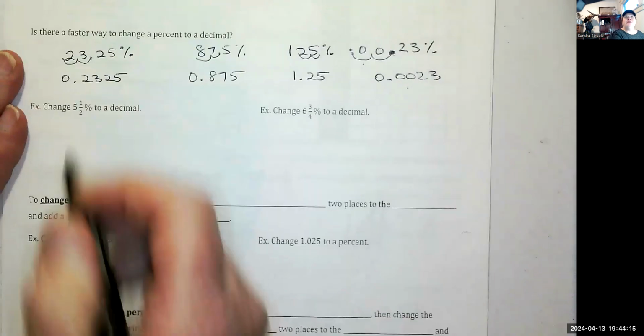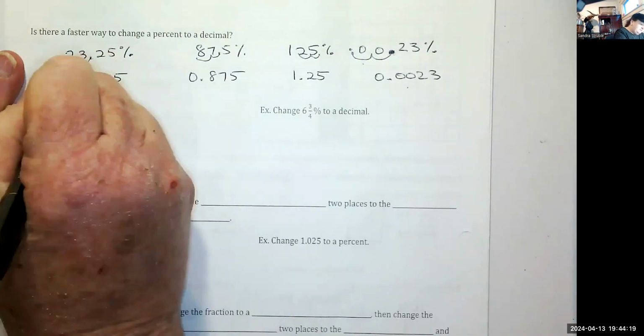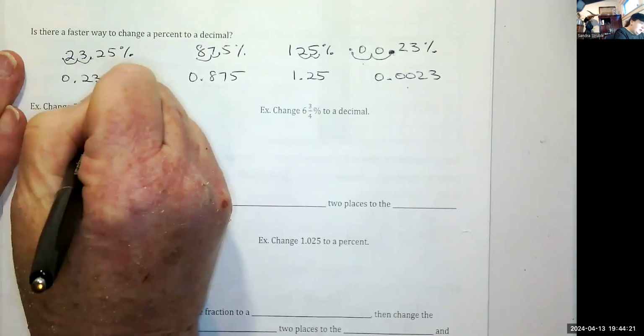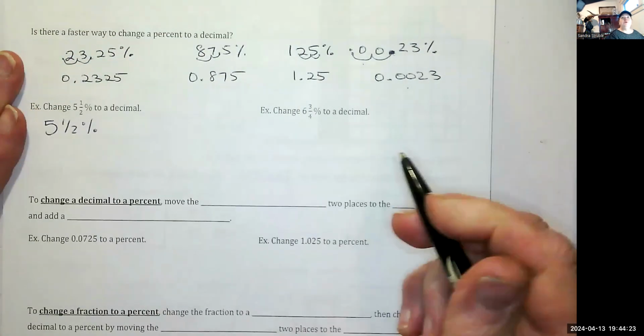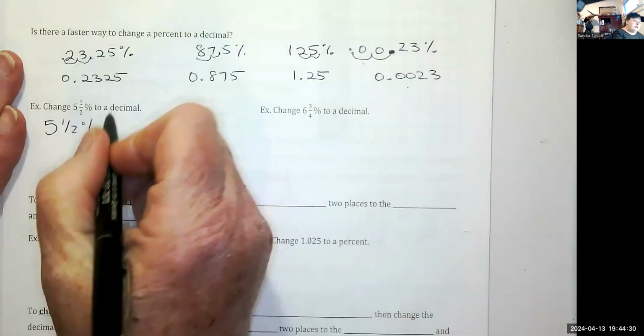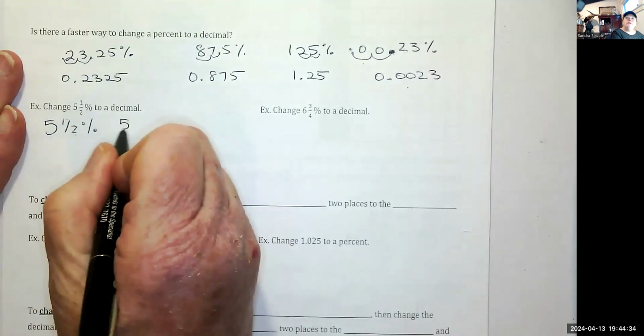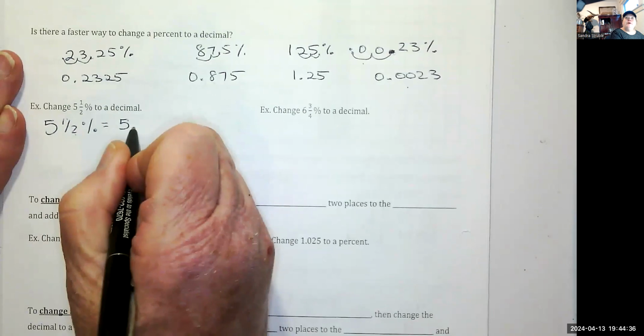All right, change 5.5% to a decimal. So 5.5%. I am going to go around, pardon me, goodness, let's try this again. I'm going to change that to 5.5%. You can just take 1 divided by 2. So that's equal to 5.5%.